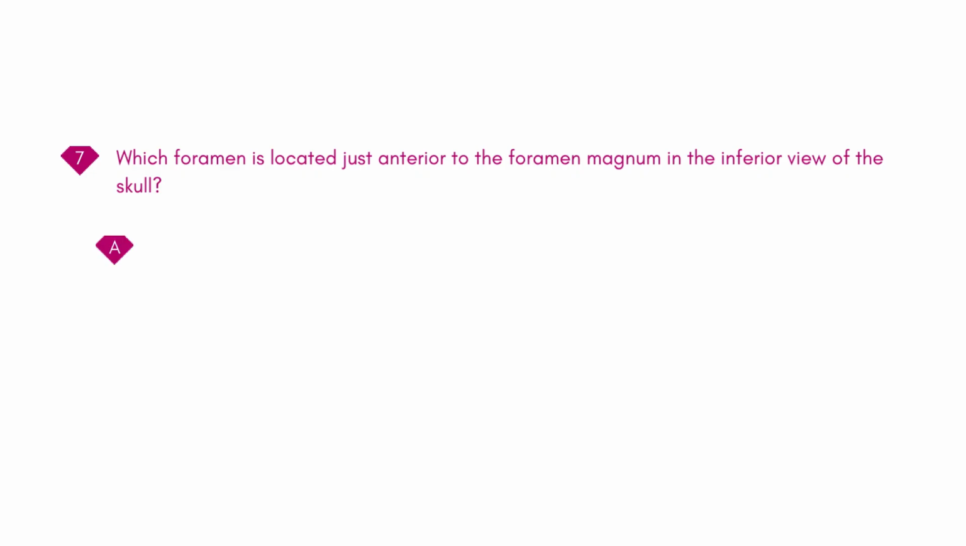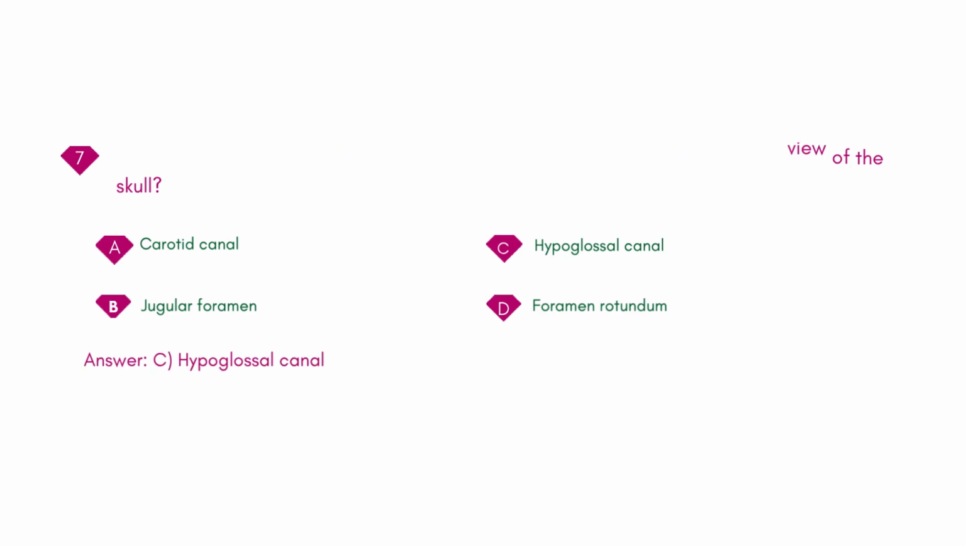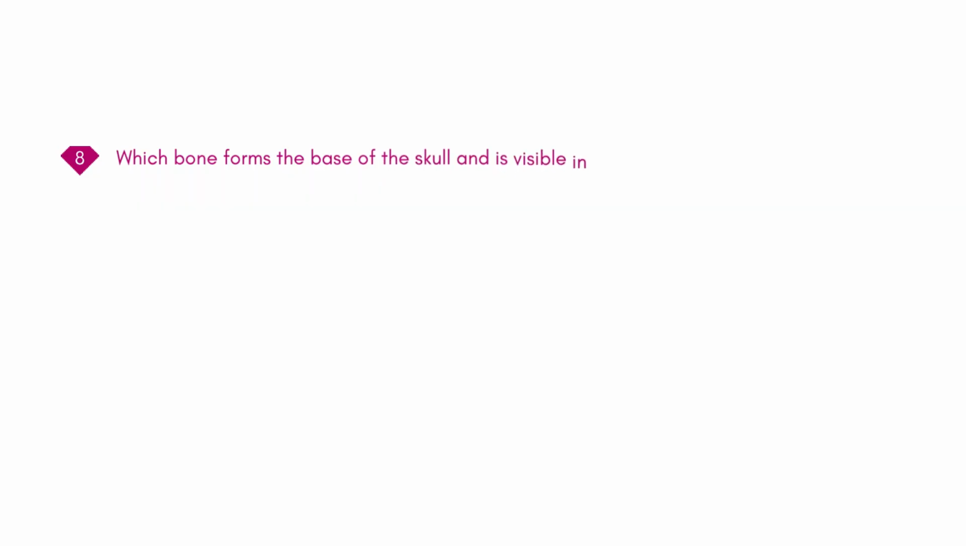Which foramen is located just anterior to the foramen magnum in the inferior view of the skull? A. Carotid canal. B. Jugular foramen. C. Hypoglossal canal. D. Foramen rotundum. Answer: C. Hypoglossal canal.